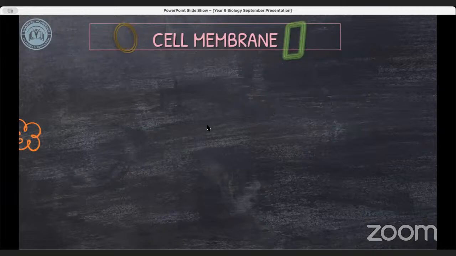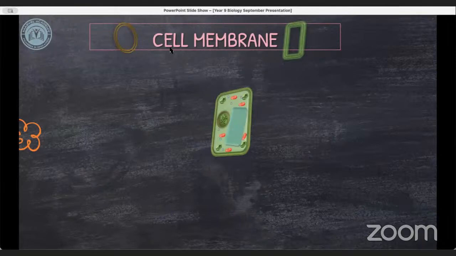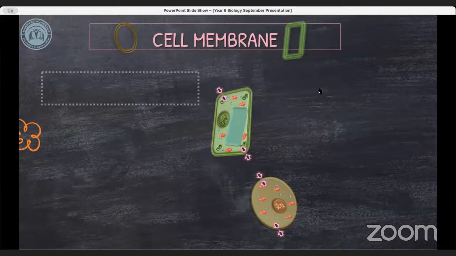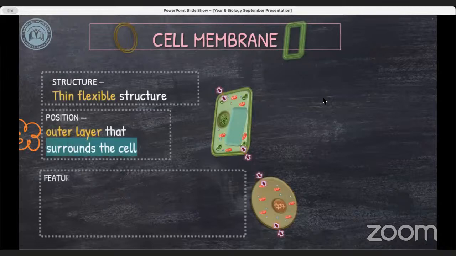Today we individually spoke about what this cell membrane is, and what actually is the main function of it. It is a very thin structure and it's flexible. What do you mean by flexible? It can adjust the shape and it is always the outer layer that surrounds the cell.